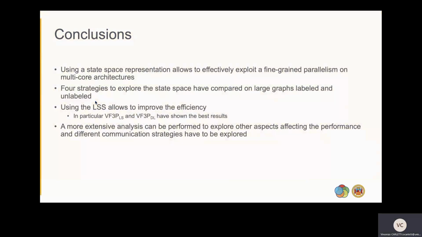In conclusion, using a state space representation allows us to effectively exploit fine-grained parallelism, which in this case is state-level parallelism. We have proposed 4 strategies to explore the state space in parallel. And as we expected, the use of a local state stack allowed us to improve the efficiency of the algorithm.